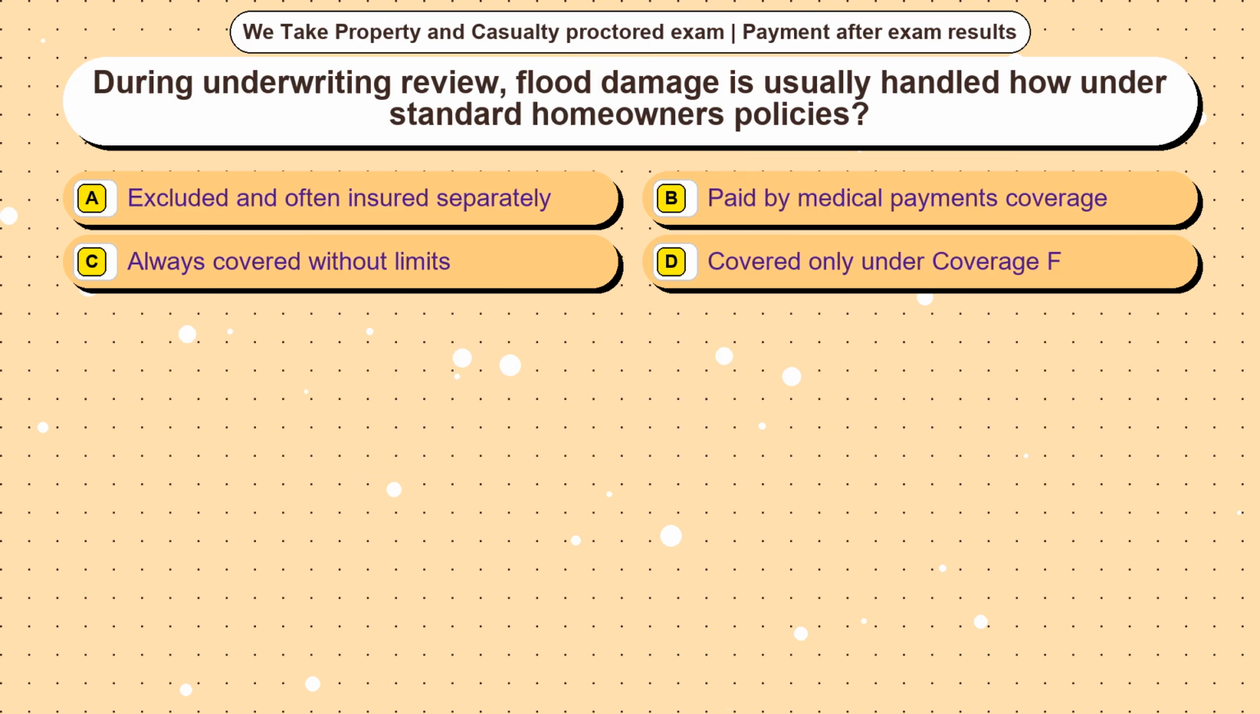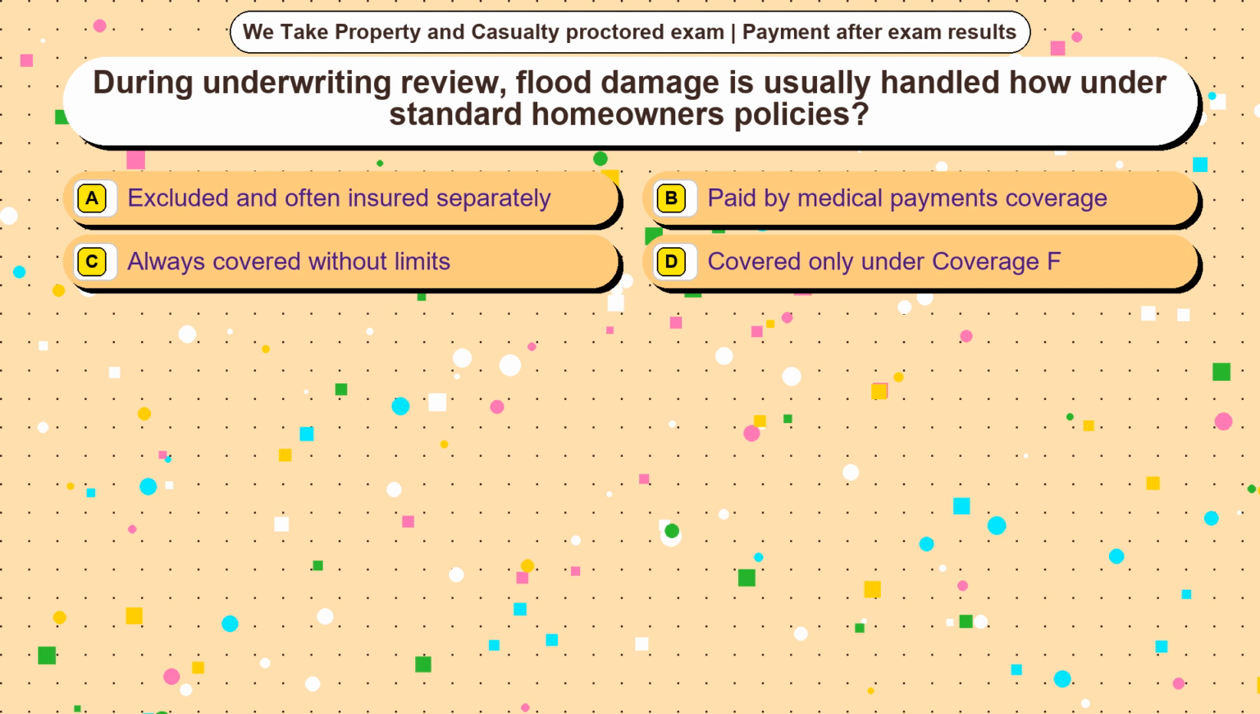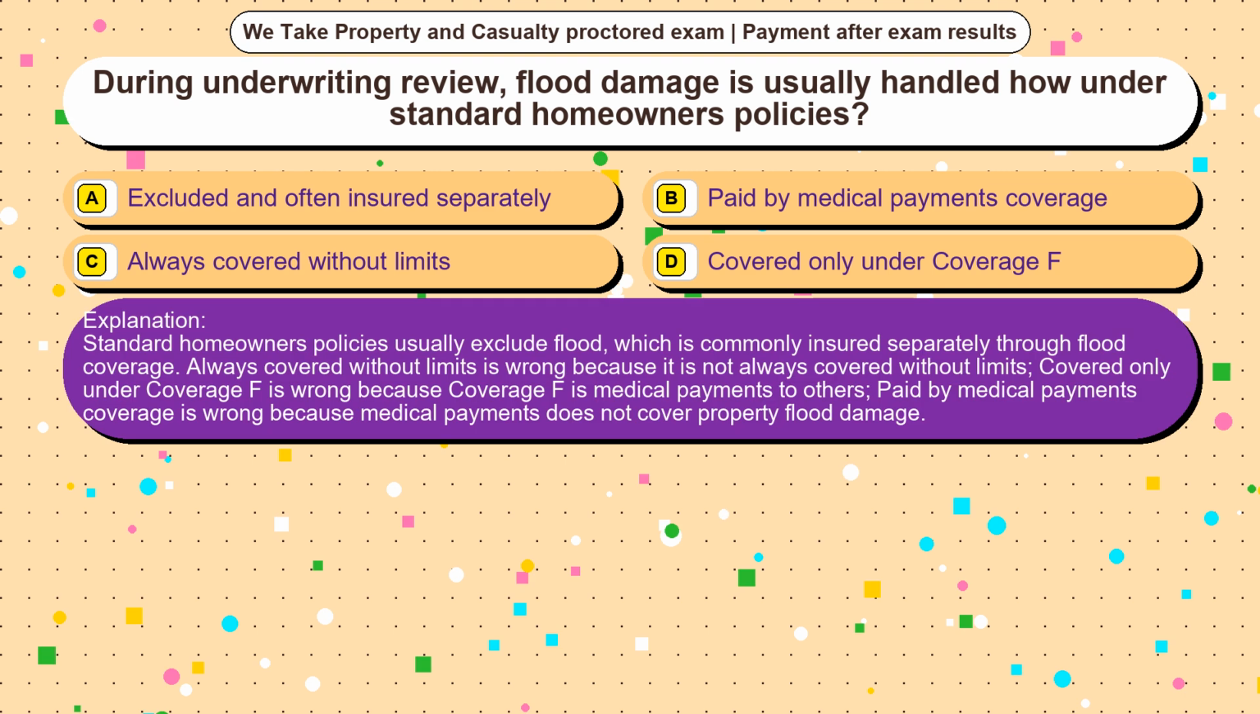Question 15. During underwriting review, flood damage is usually handled how under standard homeowners policies? Option A, excluded and often insured separately. Option B, paid by medical payments coverage. Option C, always covered without limits. Option D, covered only under coverage F. The correct answer is option A. Standard homeowners policies usually exclude flood, which is commonly insured separately through flood coverage.